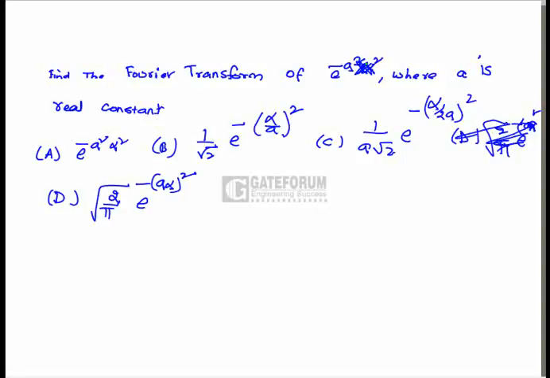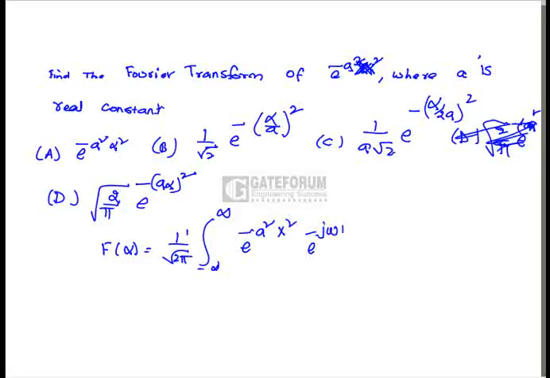Question is, find the Fourier transform of e power minus a square x square, where a is a real constant. Here we know that the Fourier transform, suppose F of alpha, equals 1 by root 2 pi, integral from minus infinity to infinity of e power minus a square x square e power minus j omega x dx.